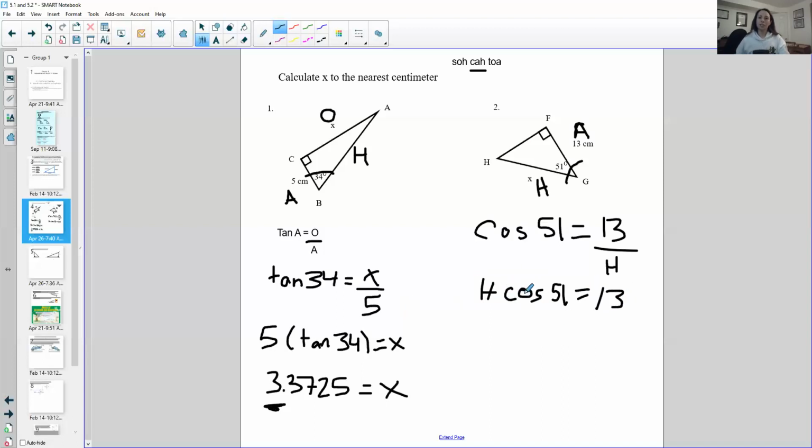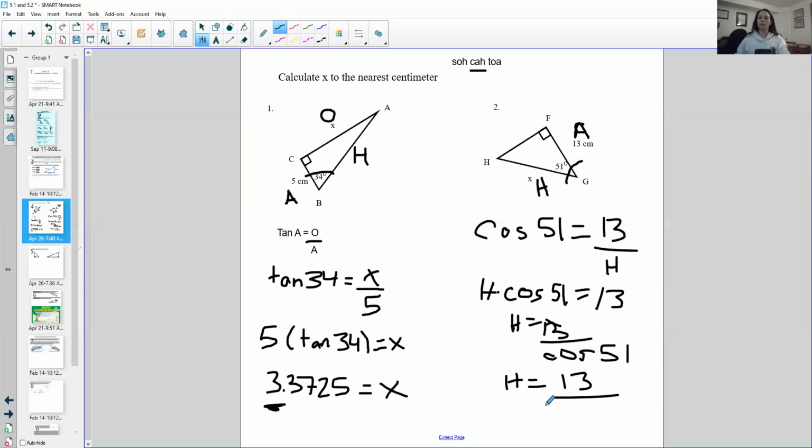Okay, now that the h is in the numerator or up top, now I can get rid of the cos of 51. So the cos of 51 is now going to get brought down to the other side. Technically, these are being multiplied, so the opposite of multiplying is dividing. So h is going to be equal to 13 divided by cos of 51. I always recommend that students, if you can do it in one step, that's great, but I always recommend that students do this in 2 steps so you don't get confused with your numbers. So this is 13 divided by whatever cos of 51 is.